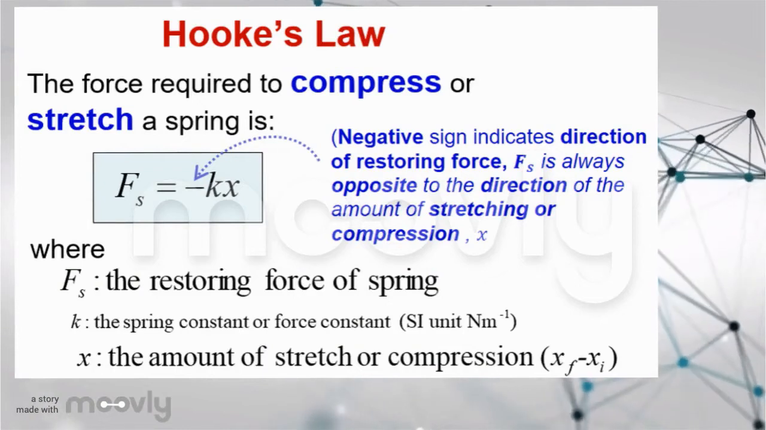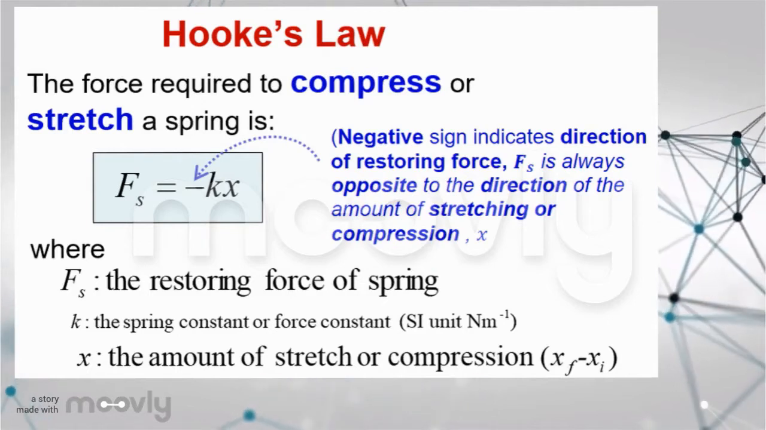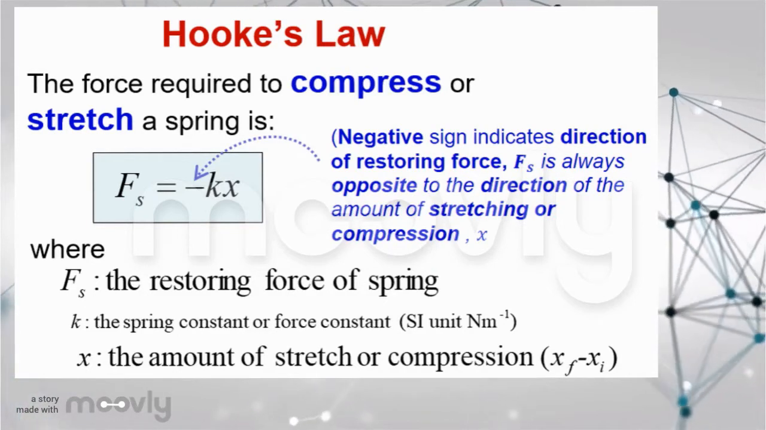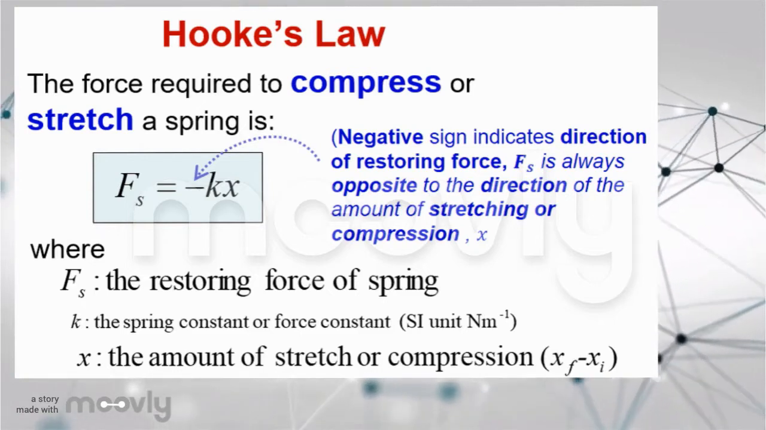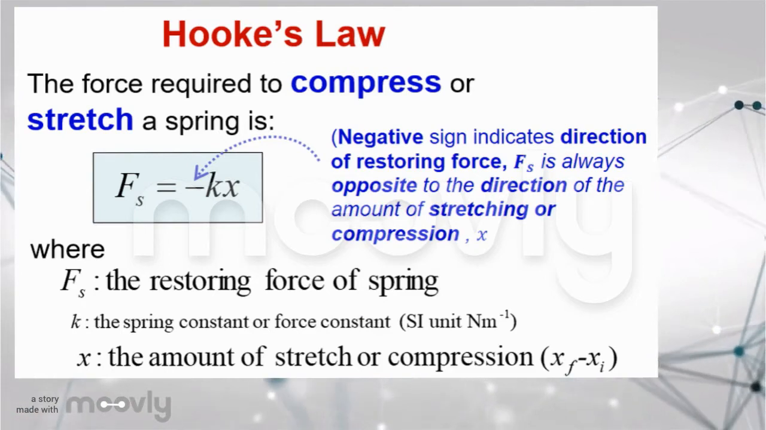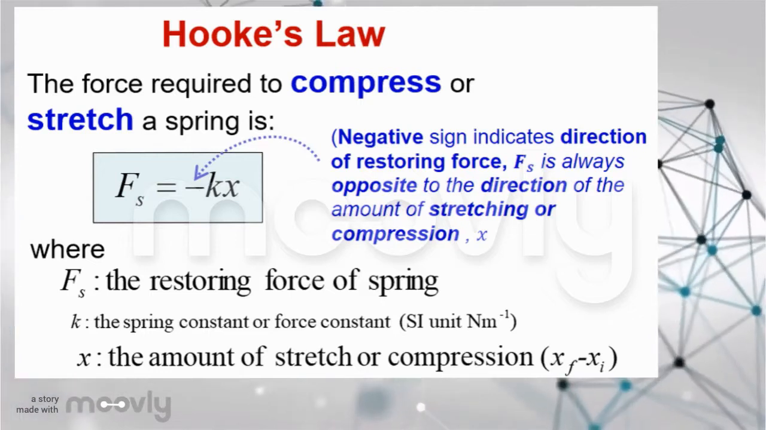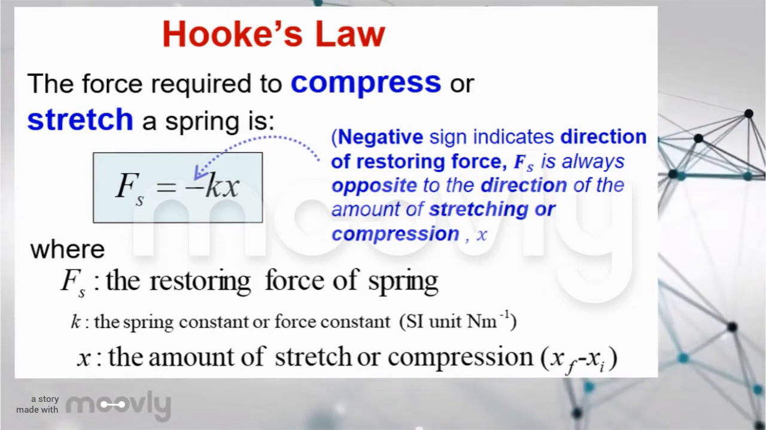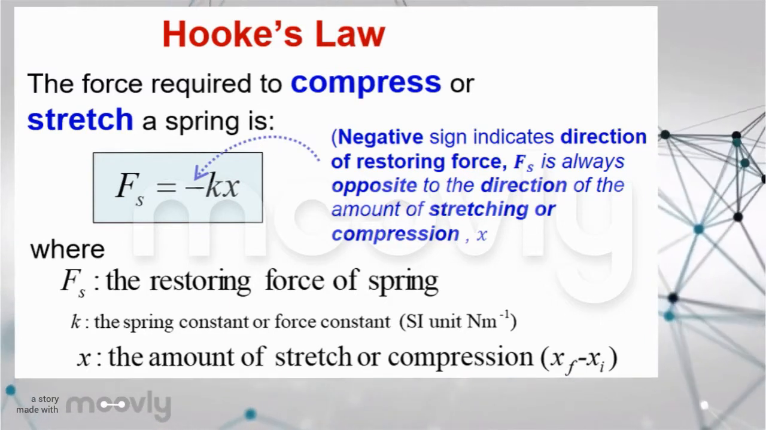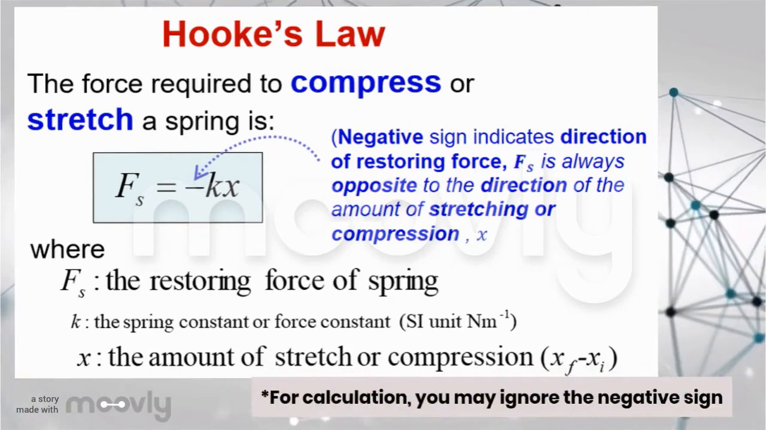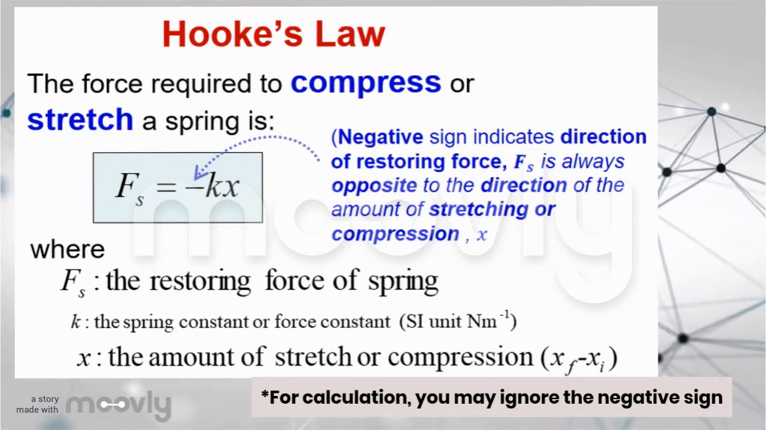So now we go to Hooke's law. Hooke's law states that the force required to compress or stretch a spring is equal to negative kx. The negative sign indicates that the direction of the restoring force is always opposite to the direction of the displacement. So in this equation, Fs is the restoring force of the spring, k is the spring constant with the SI unit newton per meter, and x is the amount of stretch or compression. You also need to know, for calculation, you may ignore the negative sign.